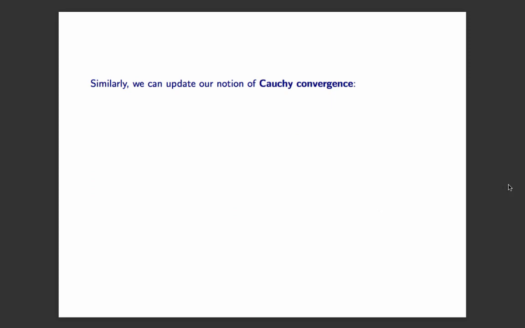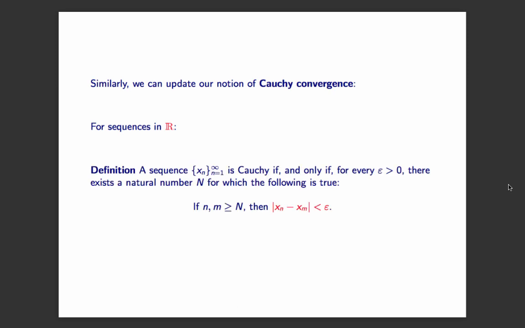Similarly, we can update our notion of Cauchy convergence. For sequences in R, our definition looked like this. A sequence is Cauchy if and only if, for every epsilon greater than 0, there exists a natural number big N for which the following is true. If little n and little m are bigger than or equal to our natural number big N, then the absolute value of the difference of those two sequence entries is less than epsilon. Again, if I replace my absolute value difference with my metric, my new way of measuring distance, then I can retain the idea of Cauchy for any arbitrary metric space.